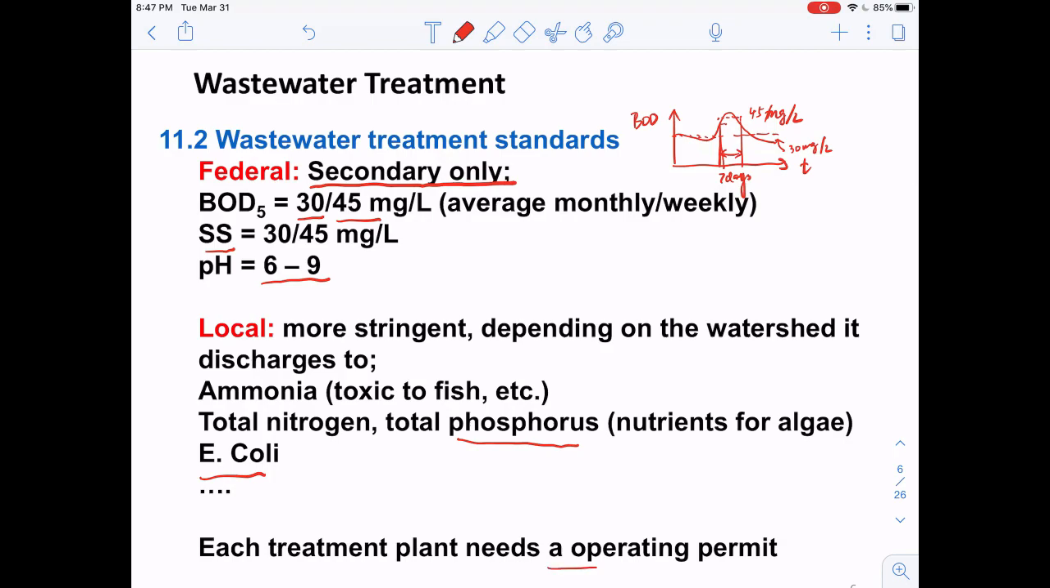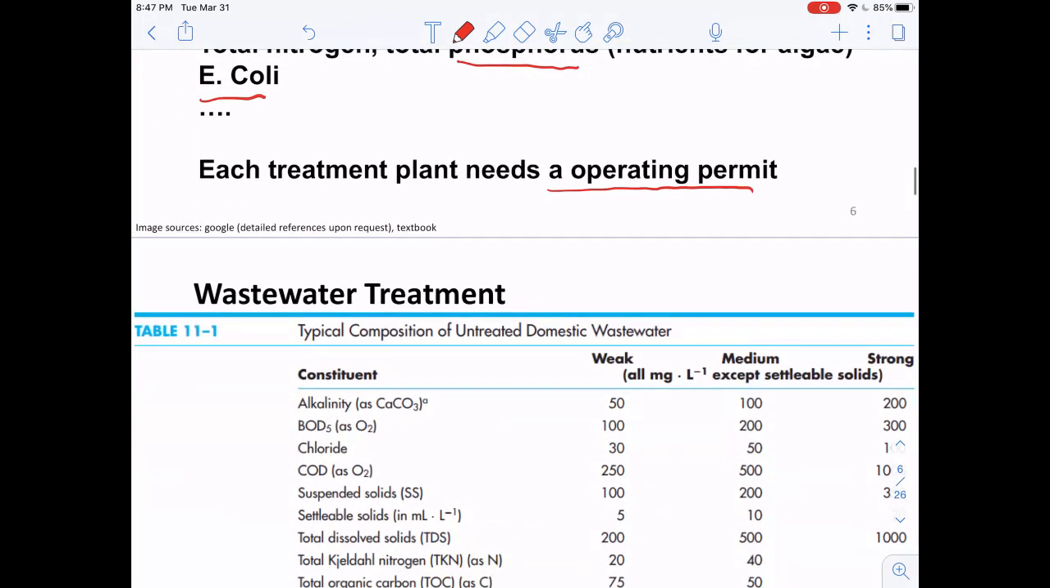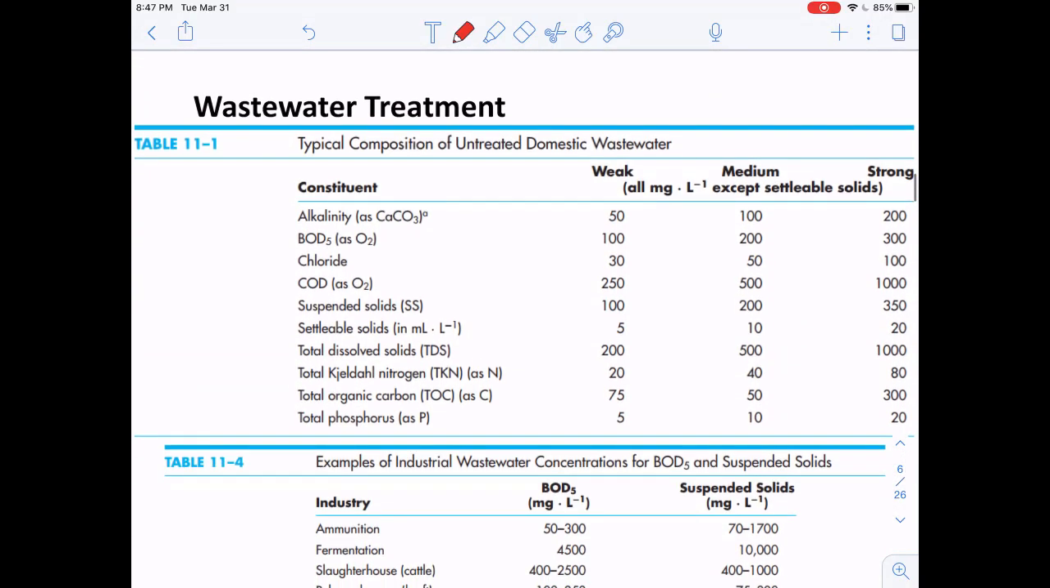And these treatment plants, which treat the wastewater, will need an operating permit. They will also obtain those standards from the EPA, as has been shown in the video. Here I'm listing a few tables regarding the typical concentrations of these contaminants in municipal water and industrial emitted water, and also the EPA regulations.